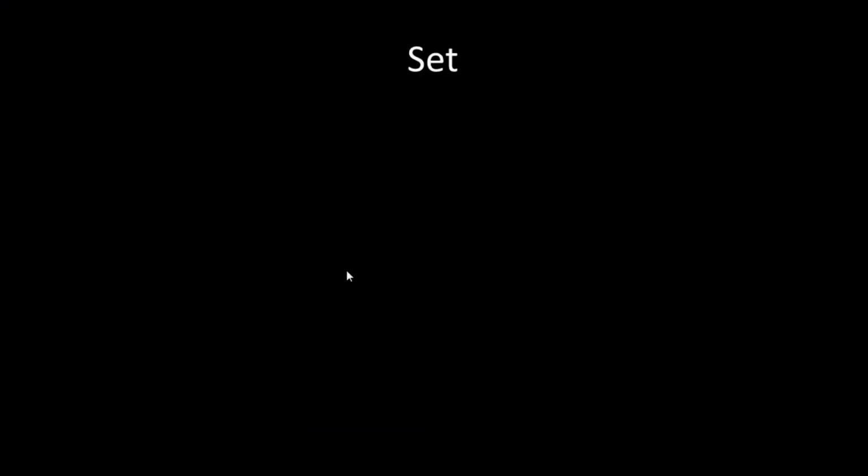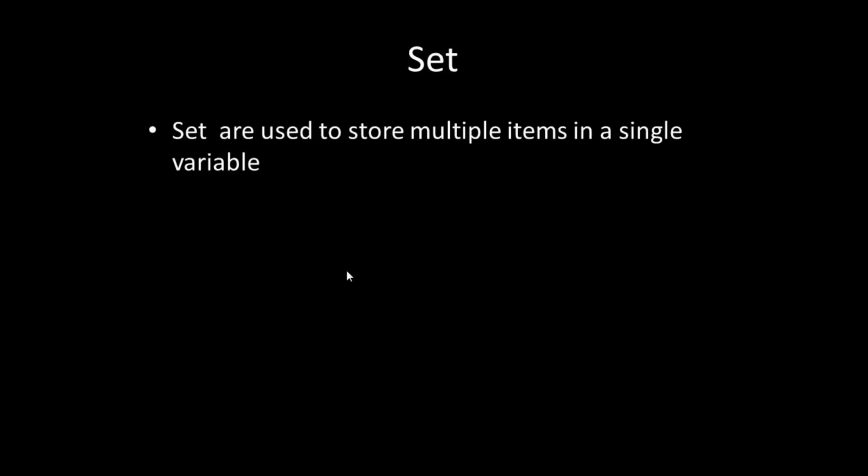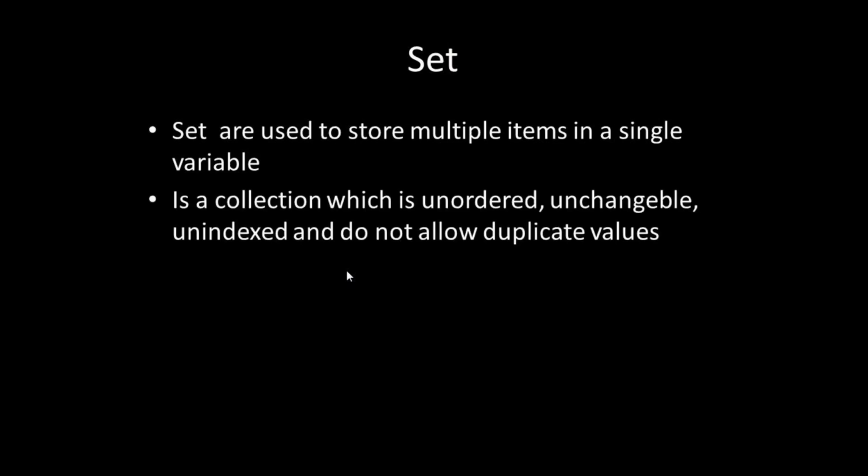Now, let's get to set. A set is used to store multiple items in a single variable. It is a collection which is unordered, unchangeable, unindexed, and does not allow duplicate values. It is very important to understand these characteristics. Unordered means you cannot expect in what order the values will return. Because of that, you cannot use the index. When you are looping a particular set, you don't know which item will return. It can be any item. That is called unordered.